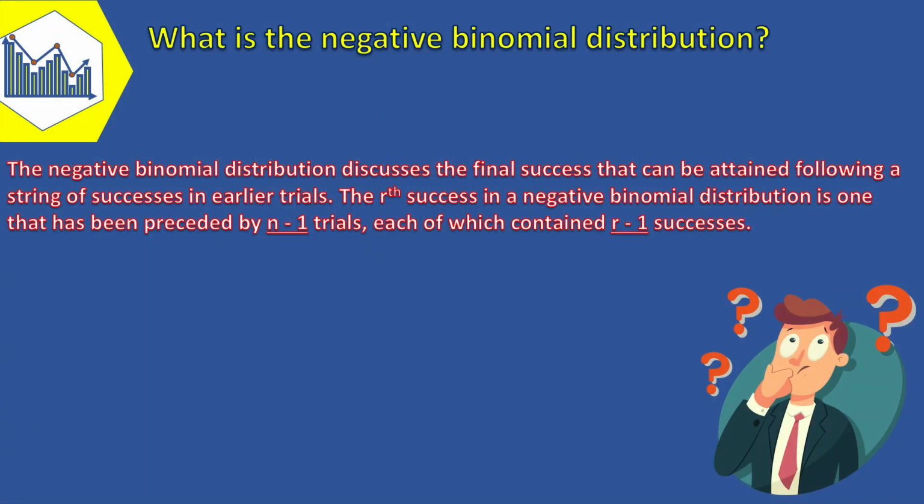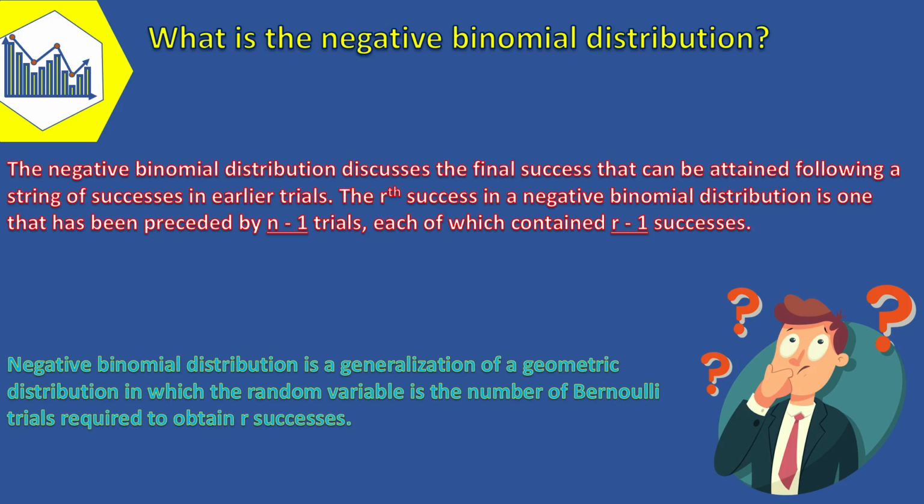The negative binomial distribution discusses the final success that can be attained following a string of successes in earlier trials. The rth success in a negative binomial distribution is one that has been preceded by n-1 trials, each of which contained r-1 successes. Actually, in simple words, negative binomial distribution is a generalization of a geometric distribution in which the random variable is the number of Bernoulli trials required to obtain r successes.